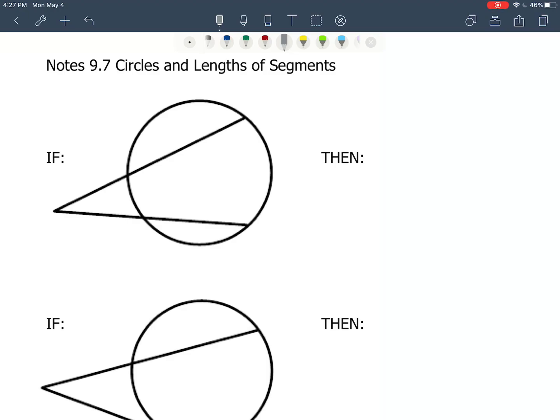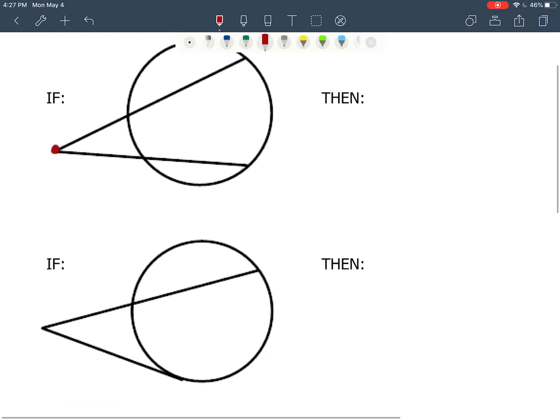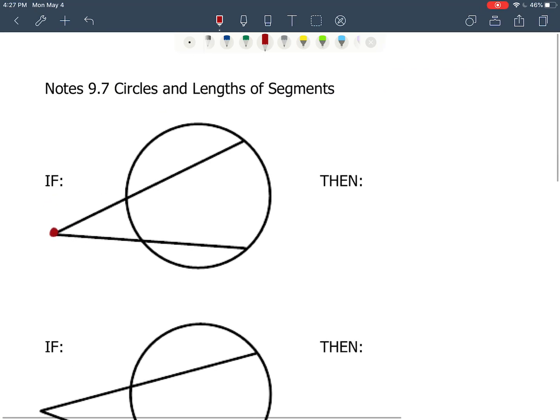Okay, I love these problems. The way I describe what's happening here is we've got two secants, and part of each secant is on the outside of the circle. So we're talking about this first secant here, so I'm just going to put a little subscript 1.